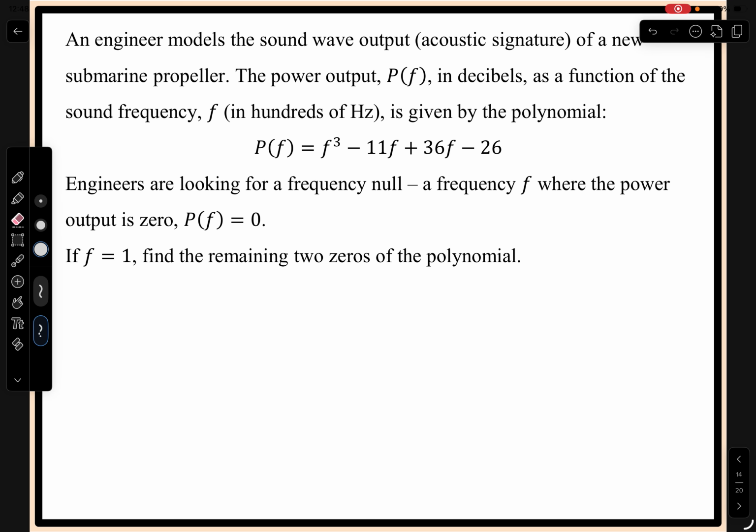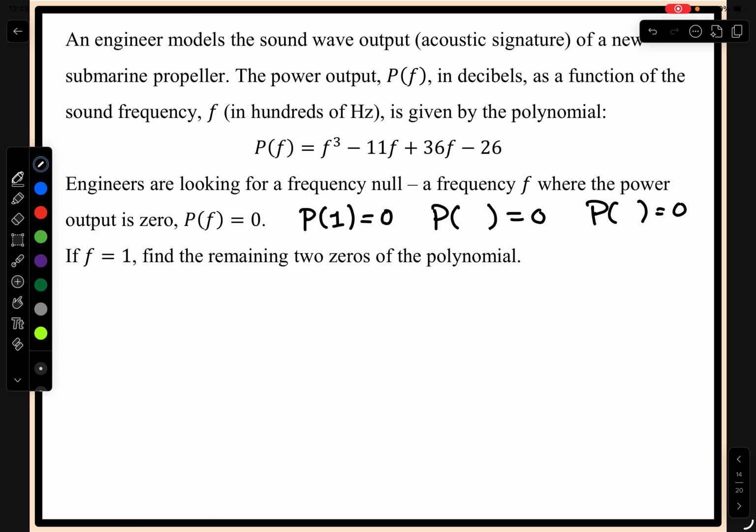Now, engineers are looking for a frequency null, which is a frequency F where the power output is 0. In other words, where P of F is equal to 0. If F equals 1 is one of those places, we want to find the remaining two zeros of this polynomial. So we know that P of 1 is one of the places that make this equal to 0, and our objective is to find the other F values where P is going to be 0 as well.